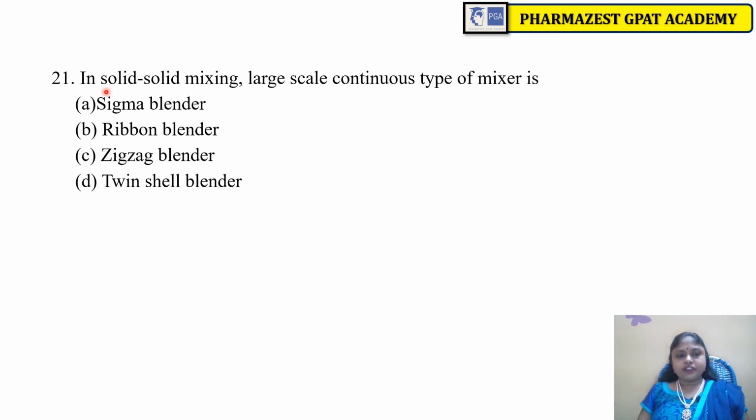Now the next question is, in solid-solid mixing, the large-scale continuous type of mixer is: A. Sigma blender, B. Ribbon blender, C. Zigzag blender, and D. Twin shell blender. So what is the right answer? The right answer is zigzag blender. So zigzag blender is used in solid-solid mixing for large scale and continuous type of mixing.